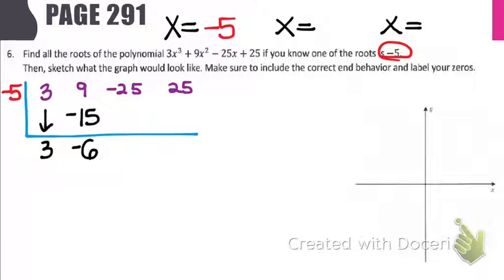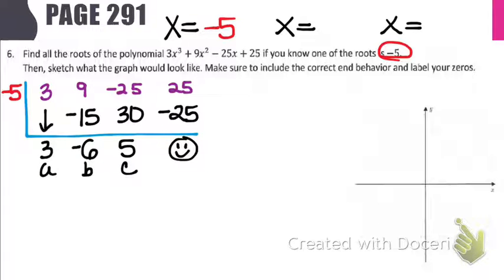-6 times -5 is +30. Add, and you get +5. +5 times -5 is -25. So again, I know I did it right because I ended with a 0. This is A, B, and C. So let's see if this one is factorable.